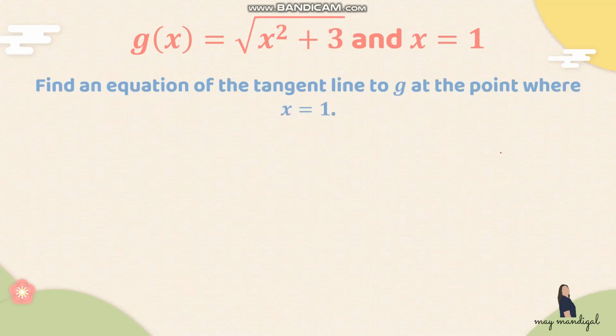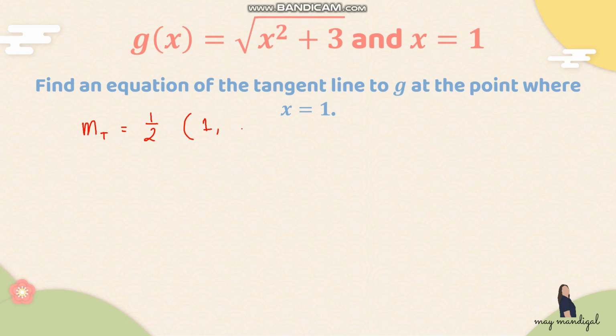Now, let's try to find the equation of the tangent line to g at the point where x is equal to 1. So, like what I've mentioned a while ago, the rate of change of our function is just the same as the slope of our tangent line. So, since our rate of change is 1/2, we can say that the slope of our tangent line is 1/2 as well. And then, notice that we only have the value of x, which is 1. We do not have the y coordinate.